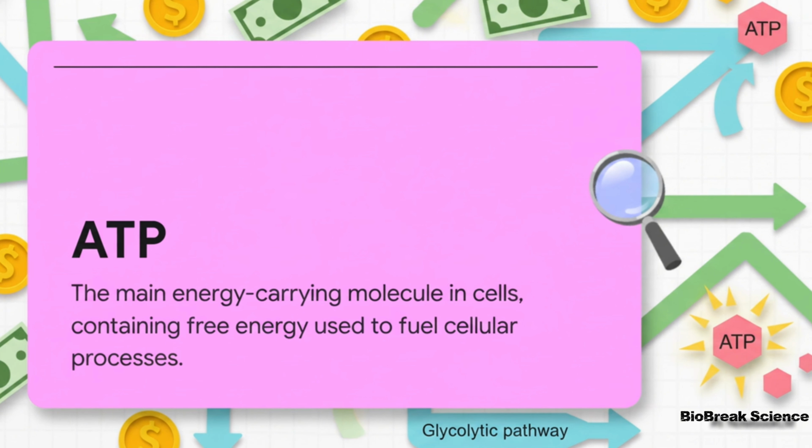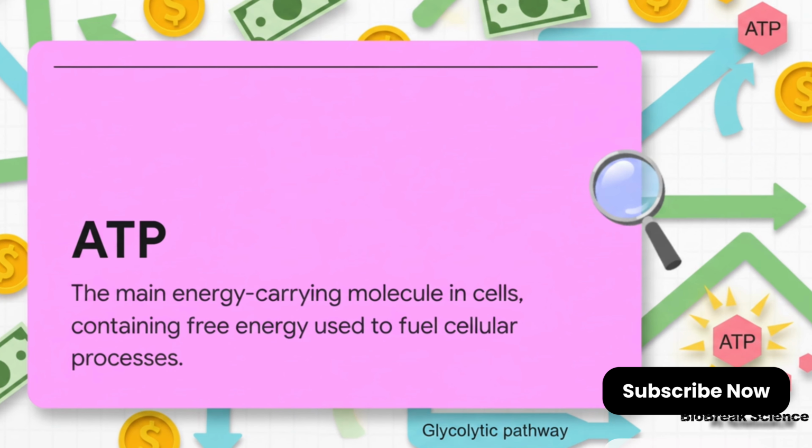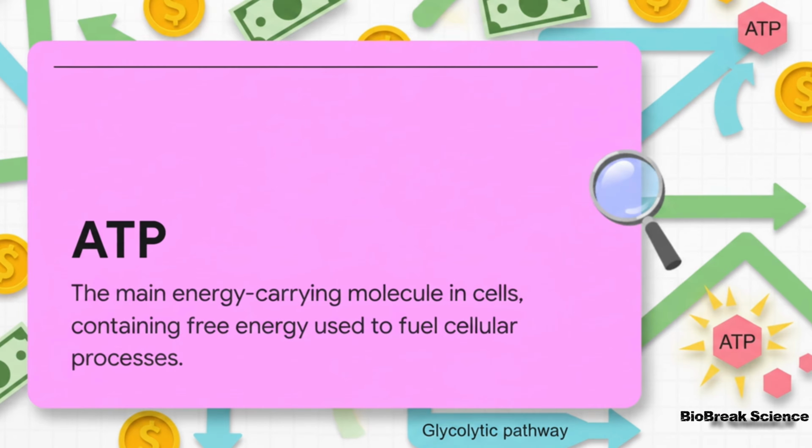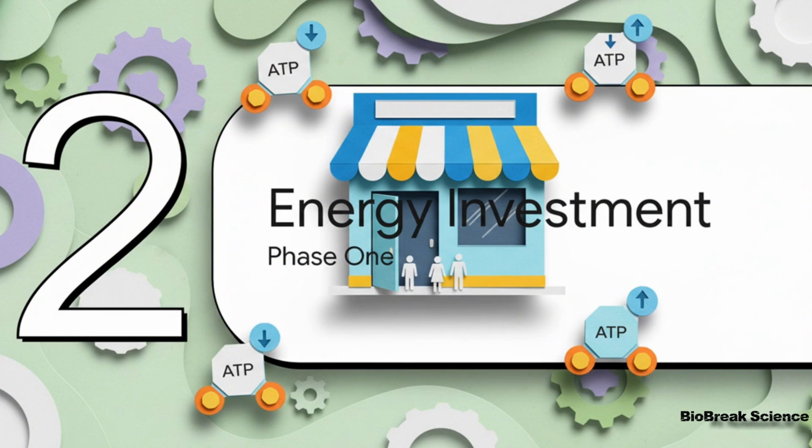So when we talk about energy in biological terms, we're really just talking about hoarding this ATP molecule? Exactly. ATP holds free energy right there in its chemical bonds. When the cell needs to get something done, it just snaps a phosphate off that ATP to release the energy. The entire goal of the glycolytic pathway we're unpacking today is to manufacture this exact ATP currency. Which brings us nicely to phase 1, energy investment.